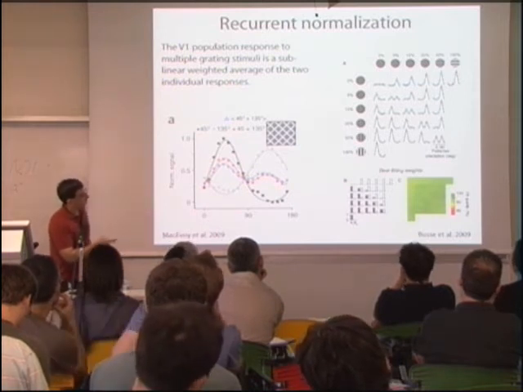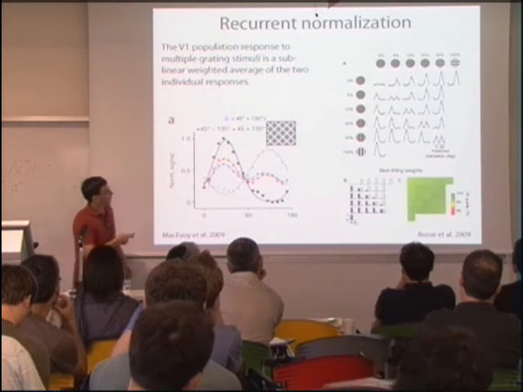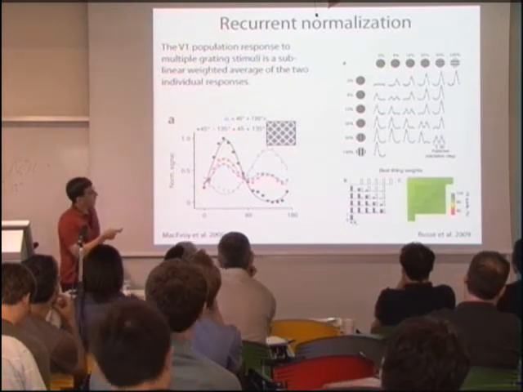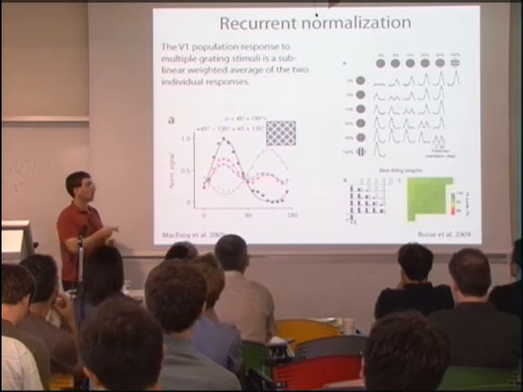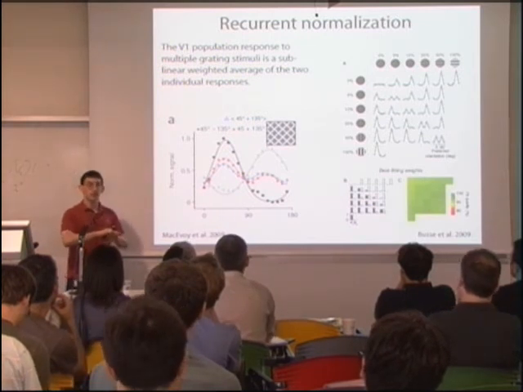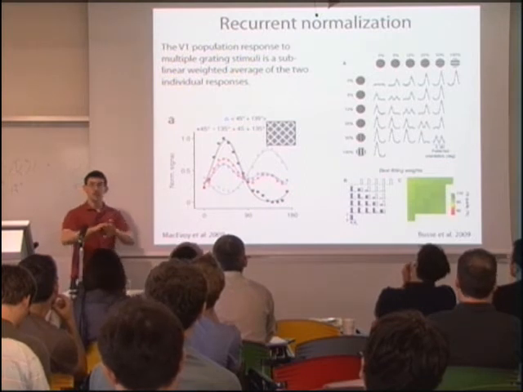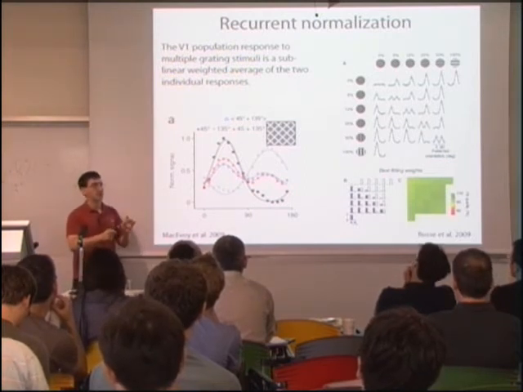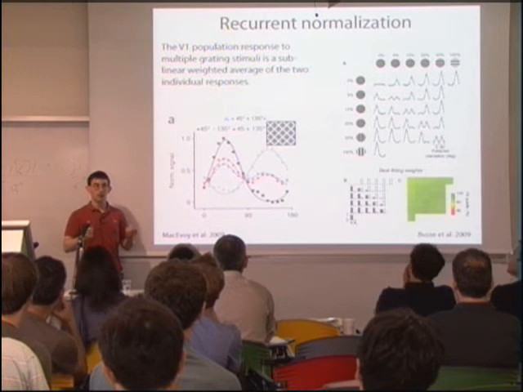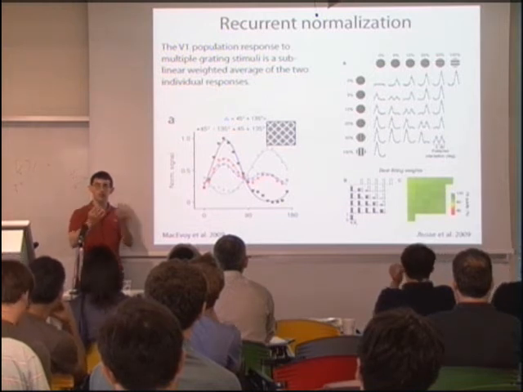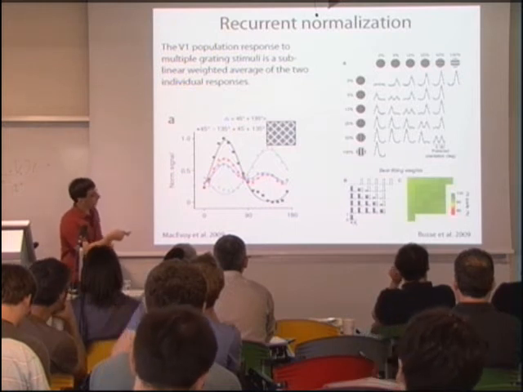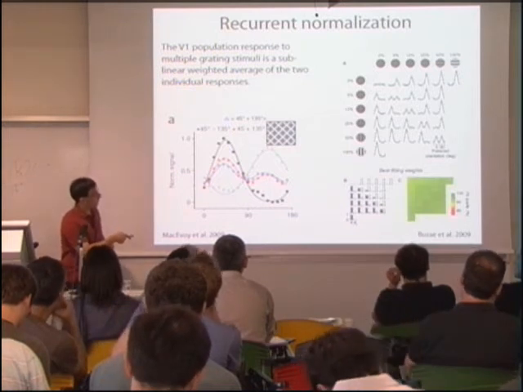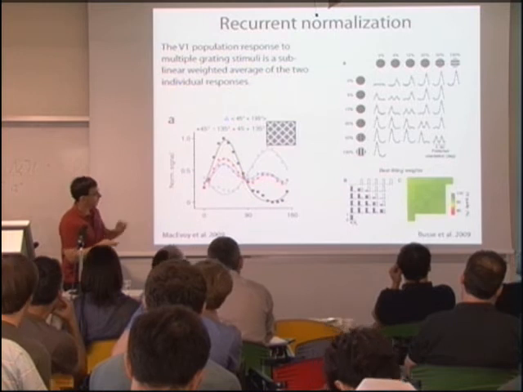Here, in Busse et al., this is out of Carandini's lab, they measure firing rate, and they see the same basic effect. They don't see an exact averaging. What they report here is what they call a sublinear addition. So the response to two stimuli appears to be somewhere between 0.6 and 0.7 of the sum of the individual stimuli alone. And they show that here.